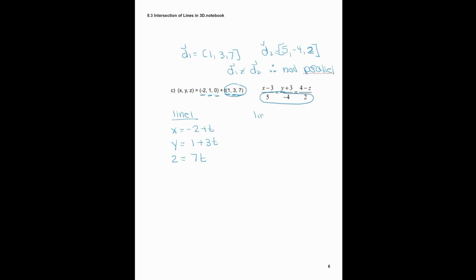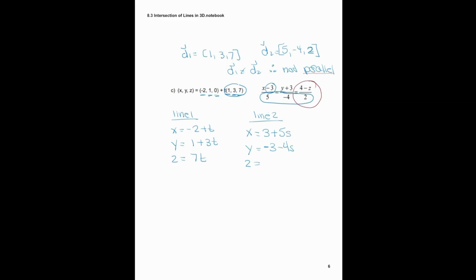For line 2, we have to think about it a little bit more because this one is our symmetric equation. So remember, x will be equal to the opposite of the value on the top. So x will be equal to 3 plus our direction vector on the bottom, 5 times s. Y will be equal to negative 3 minus 4 times s. Now, z, we have to think about. Okay, so we have 4 minus z over 2.